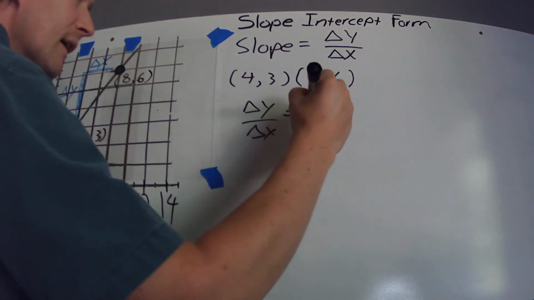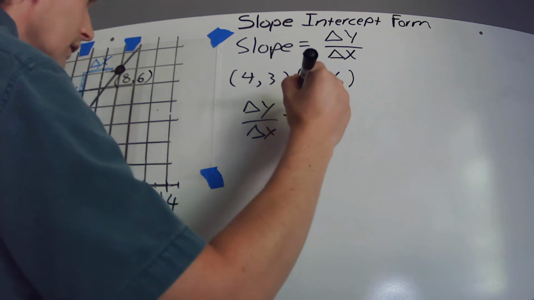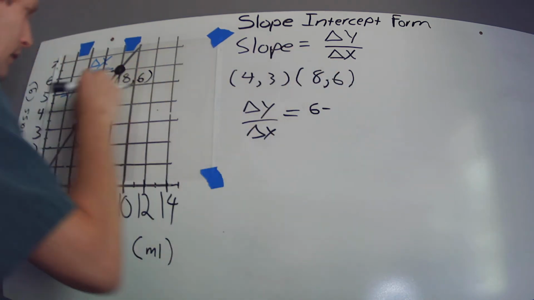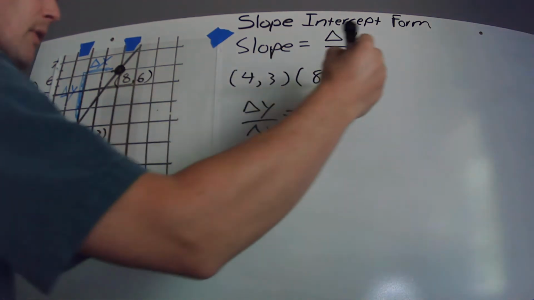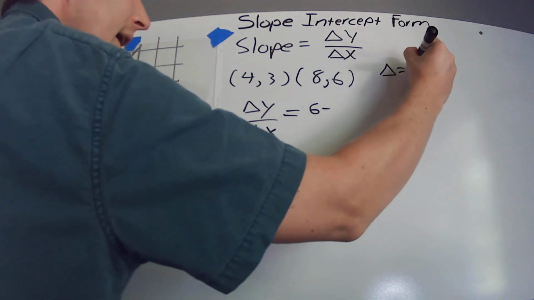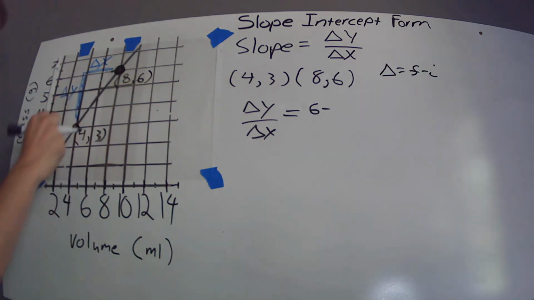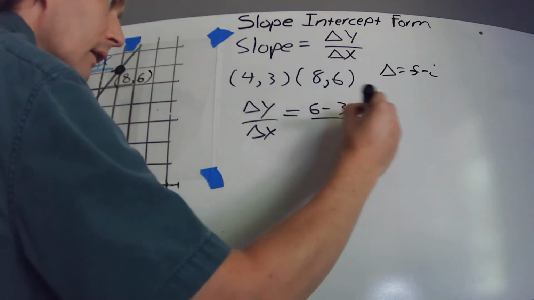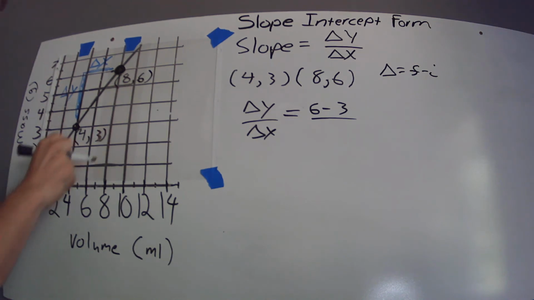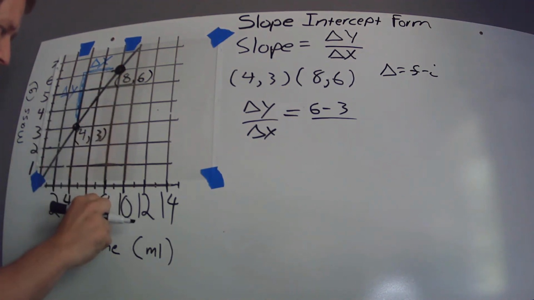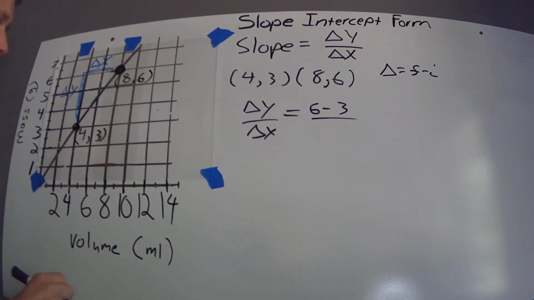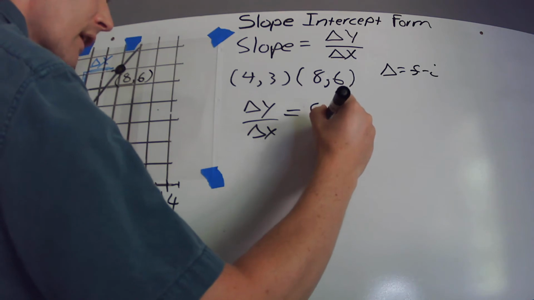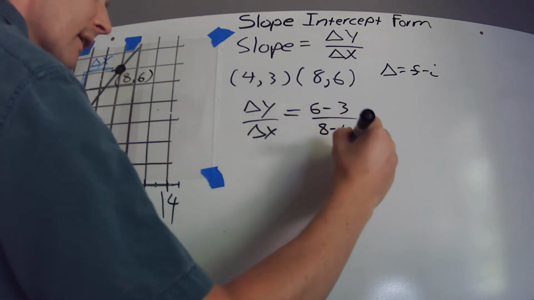So my change in y is going to be 6, the final, right? Final minus initial. Anytime you have a delta, that's just final minus initial. So if I go from 3 to 6, mathematically, to find that difference, I would say final minus initial, 6 minus 3. And then my x change, it looks like I go from this point to this point, 4 to 8, right? And so my change in x is going to then be the final 8 minus the initial 4.